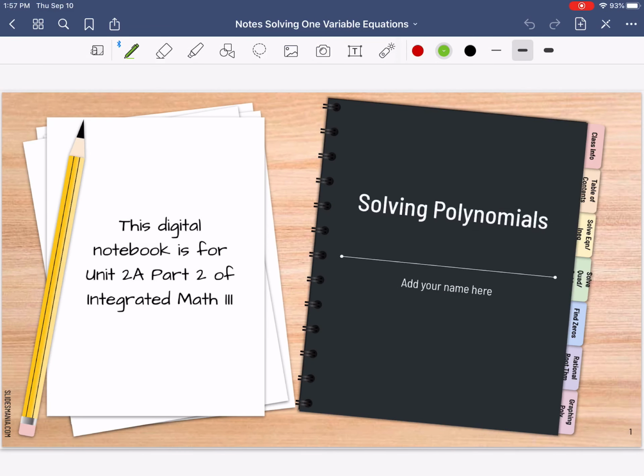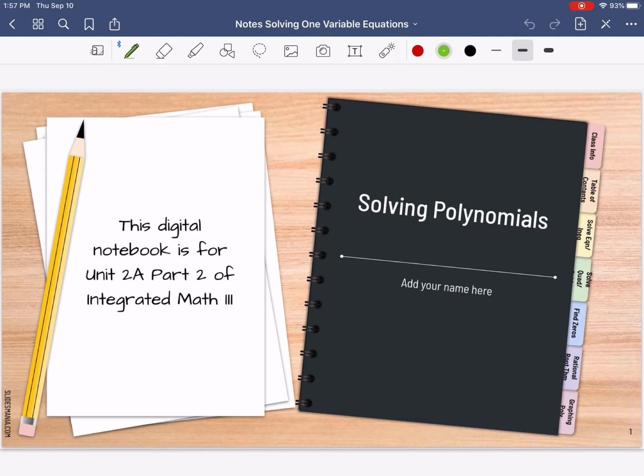Everybody, we are officially starting our new notebook. So I took some advice from some people and they said that it was kind of hard to see the screen and type at the same time. So our notes now are going to be all handwritten, but you're still going to be uploading pictures into your notebook so it's easy for me to be able to grade and have everything in one place.